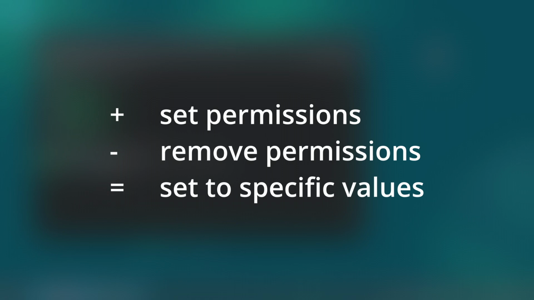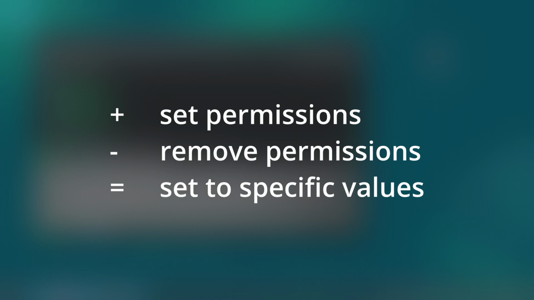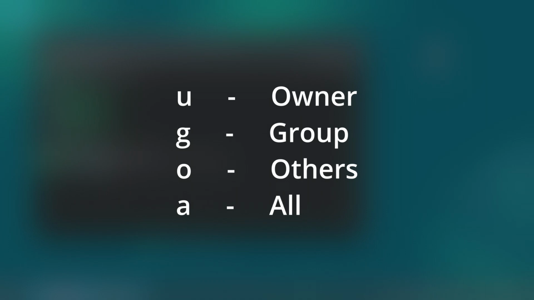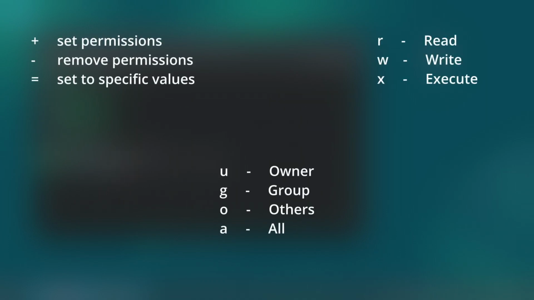Here are the operators you can use with symbolic mode. The plus symbol is used for adding permissions, the minus symbol is used for removing permissions, and the equals symbol is used to set the permissions to the specified values. In symbolic mode, r is used for read, w for write, and x for execute permissions. Along with these, we use some references: u for owner, g for group, o for others, and a for all. Keep this chart noted down somewhere so you can relate this with an example.